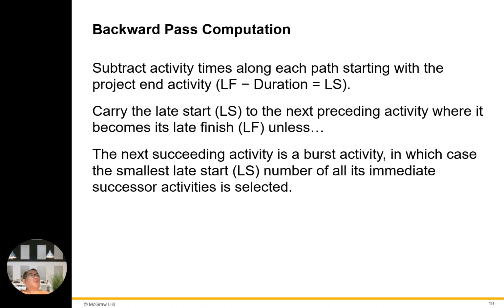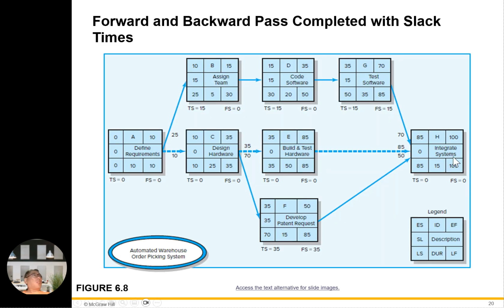Okay, for backward pass computations, subtract activity times along each path starting with the project end, which is LF minus duration, we get LS. Carry the late start to the next preceding activity where it becomes the late finish, LF, unless the next succeeding activity is a burst activity, in which case the smallest late start number of all its immediate successor activities is selected. Okay, so how are you going to go about 70 here?